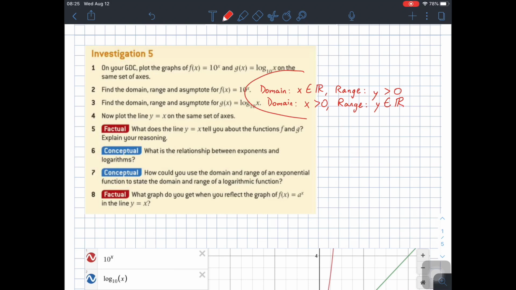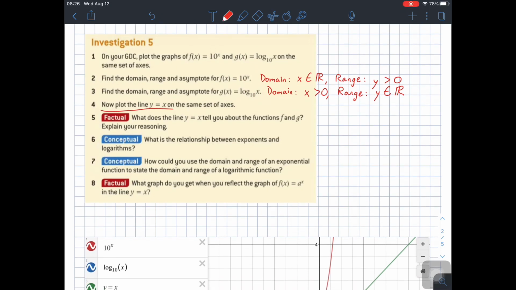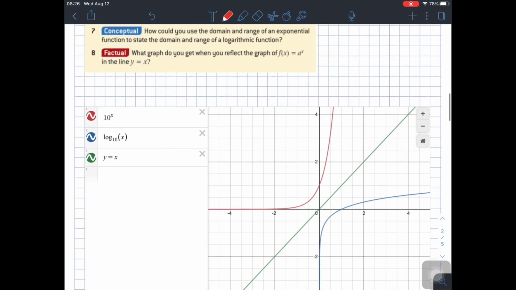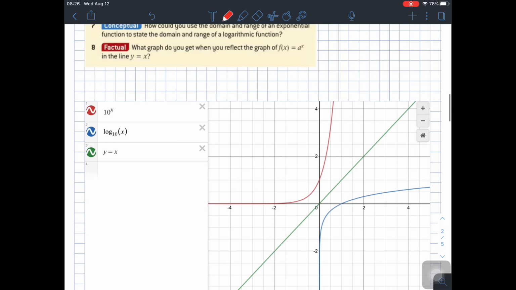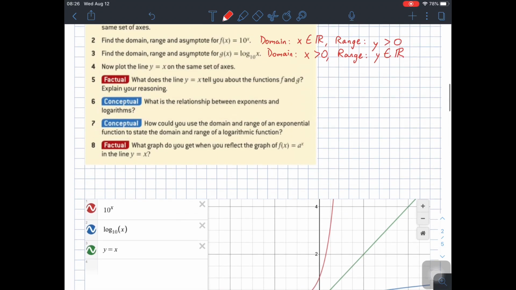So the range is y belongs to all real numbers. And if you compare these two, you see that they are exactly the opposite, right? So that's another sign that tells us that these two functions are inverse functions. Then it says, now plot the line y equals x on the same axis. This is the line. I already plotted this. And you see that both functions are perfect reflections of each other with respect to this line. And that means that both functions are inverses of each other.